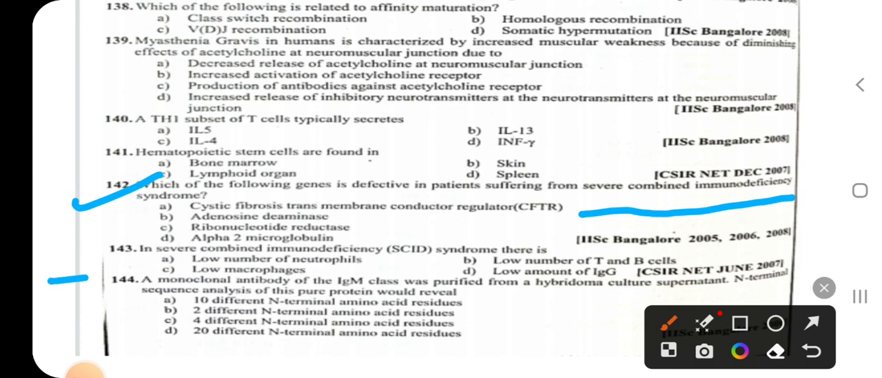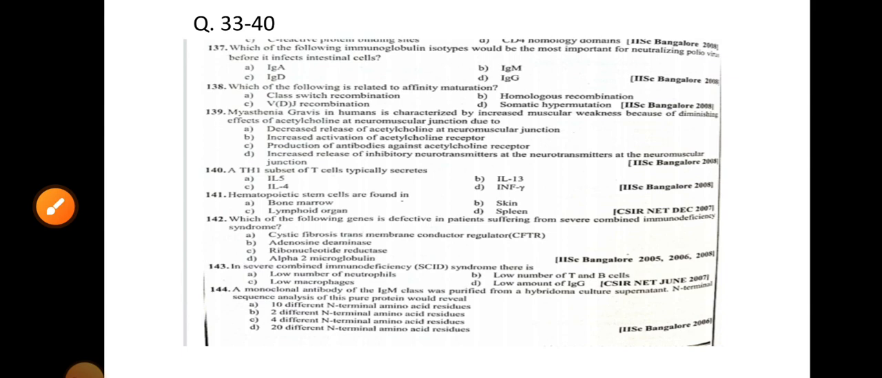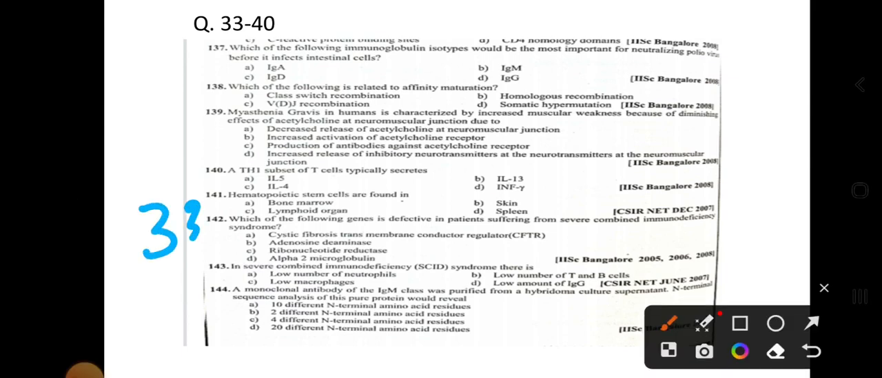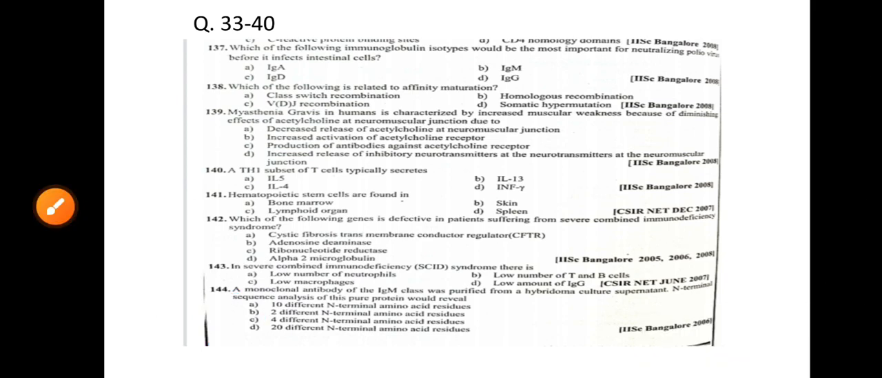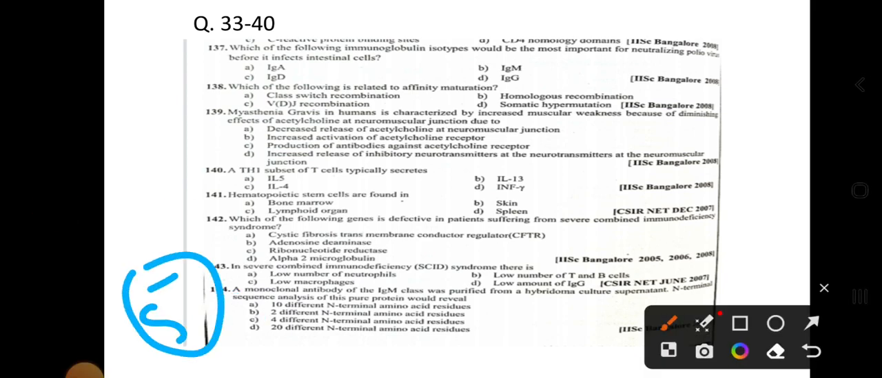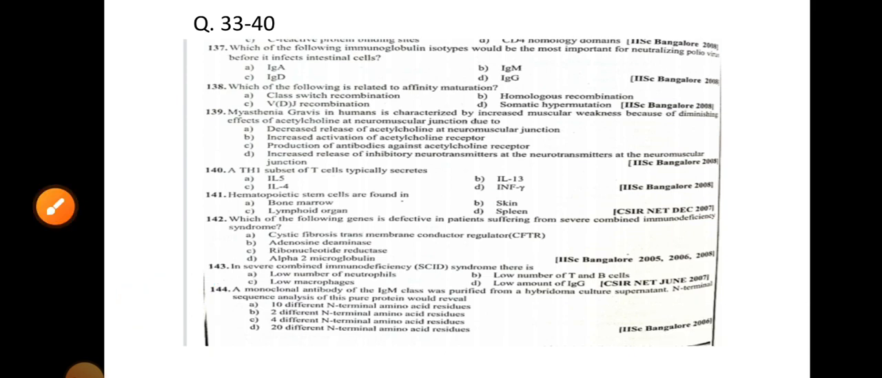So your 142 question will become which? Question number 33. This will become 34. This will become 35. Leave the question. Leave 5 questions here. Actually, anyways, I'll compensate that because I have given you 65 questions. Okay. So from 142, start doing from 142.